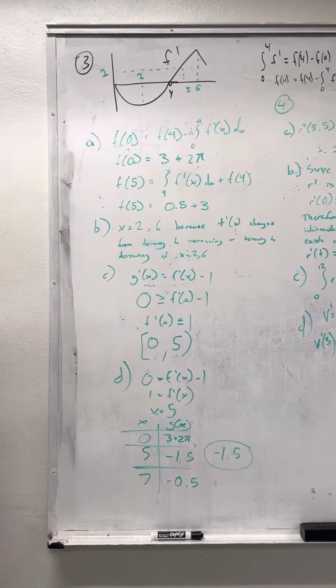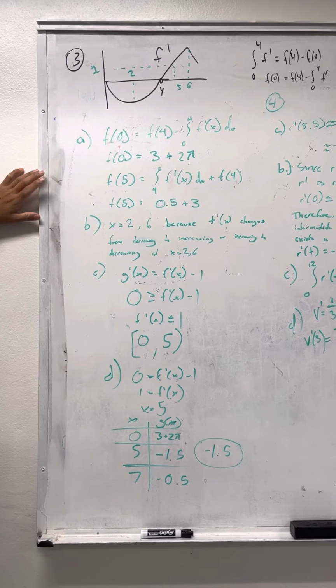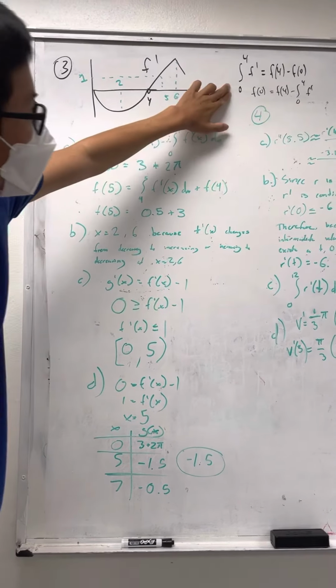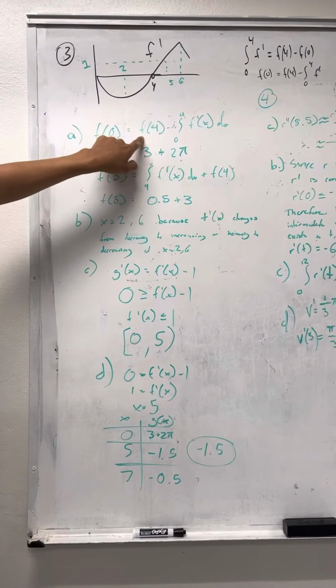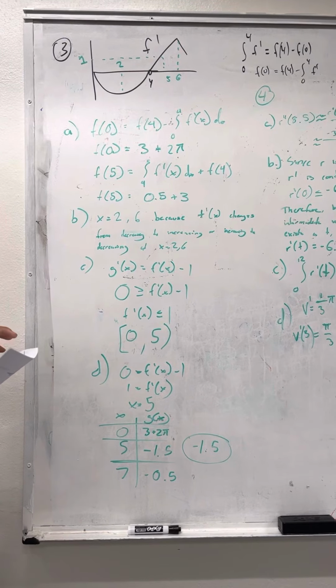Okay, for question A, they ask you to find f of 0 and f of 5. So what you do is you use the fundamental theorem of calculus and move the variables around, like you can see here. This is for f of 0. And you plug in f of 4 for 3 because it gives you the value in the question.